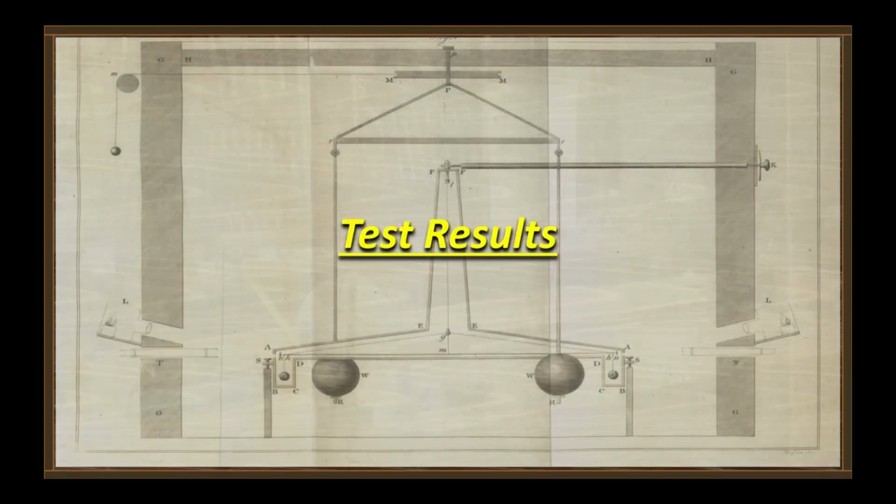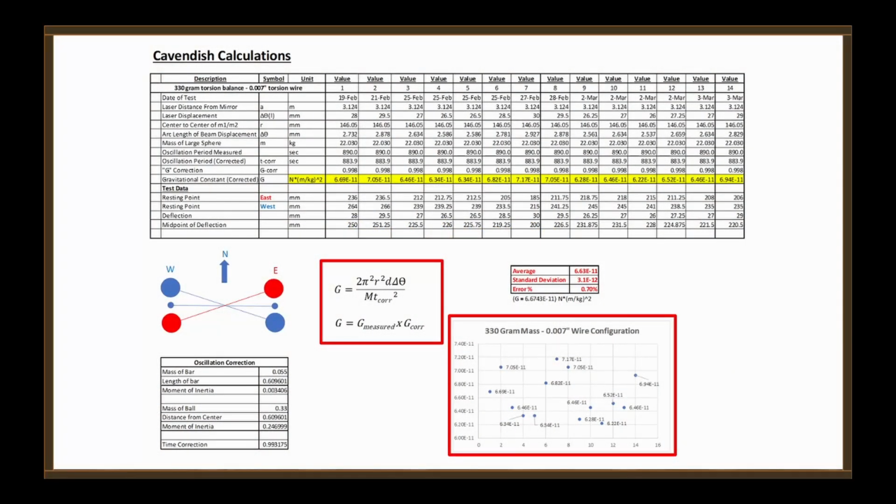Now let's talk about the test results we have to date. This was the first series of tests. Through 14 tests, we obtained an average for the gravitational constant of 6.63 times 10 to the minus 11th. And that's only about 0.7% below the published value. That's quite a good result. I was very happy with that.